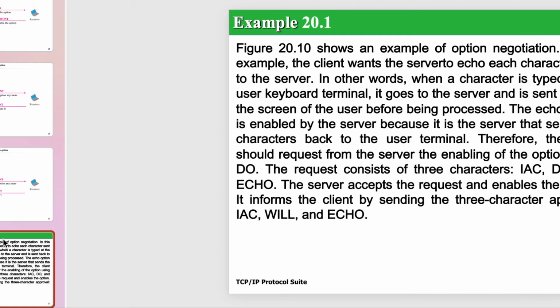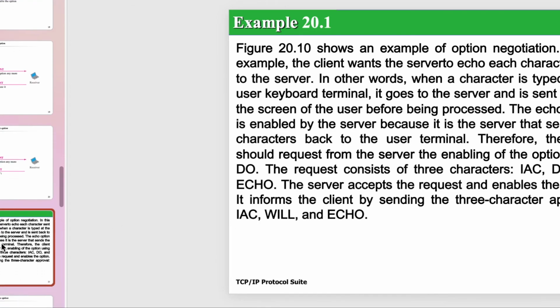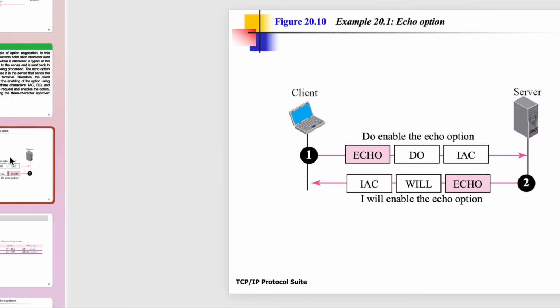Therefore, the client should request from the server the enabling of an option using DO. The request consists of three characters: IAC, DO, and ECHO. The server accepts the request to enable the option. It confirms to the client by sending three characters of approval: IAC, WILL, and ECHO. In the echo option example, DO enables the echo option requested by the client, and the response by the server is WILL. I will enable the option.